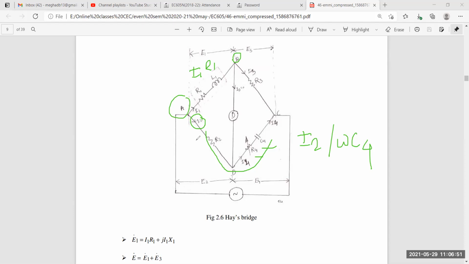Okay. Now look, voltage drop across the arm AB. This is AB and AD. They are equal. This I told you. And so they overlap each other.